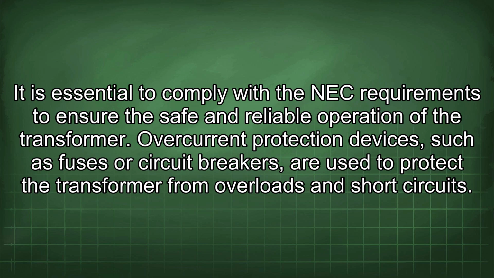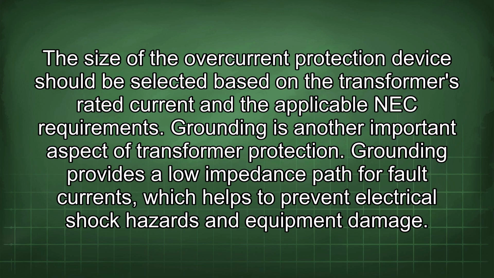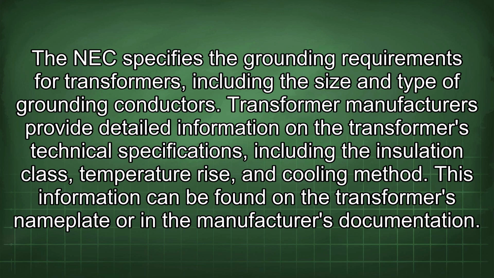Overcurrent protection devices, such as fuses or circuit breakers, are used to protect the transformer from overloads and short circuits. The size of the overcurrent protection device should be selected based on the transformer's rated current and the applicable NEC requirements. Grounding is another important aspect of transformer protection. Grounding provides a low impedance path for fault currents, which helps to prevent electrical shock hazards and equipment damage. The NEC specifies the grounding requirements for transformers, including the size and type of grounding conductors.